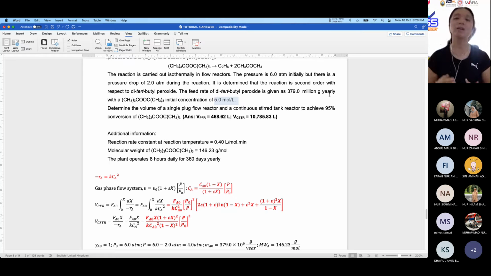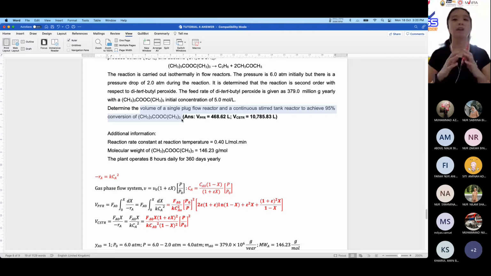Tapi mass flow rate pun kamu kena faham, dia spesifik kepada compound. And then dia juga spesifik inlet ke outlet. So since dia kata feed, so kamu tahu initially lah kan. So initially mass feed rate A, mass feed rate kita biasa guna M. So patutnya dia bagi kita M_A0. Okay, initial mass yang digunakan M_A0 adalah 379 million gram per year. Okay, done. So dia suruh kita cari the volume of a single PFR and a CSTR to achieve 95% conversion. So dia suruh kita cari separately volume PFR dan volume CSTR kalau diberi conversion 95%.